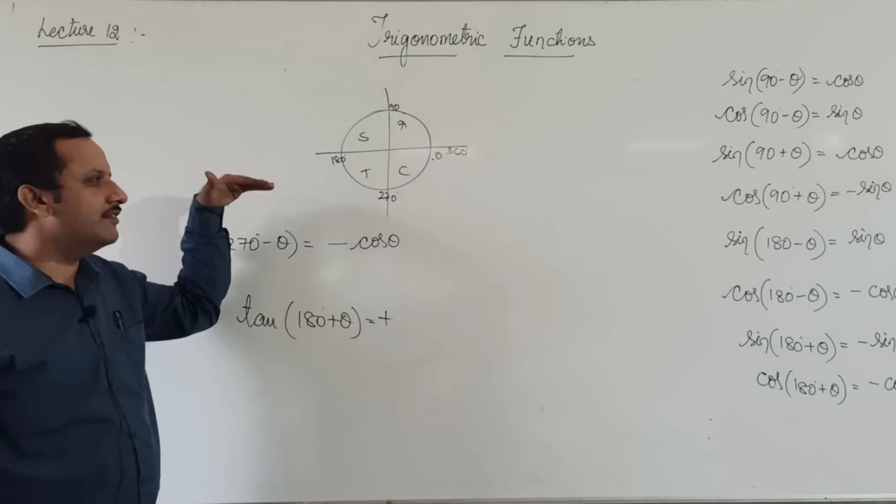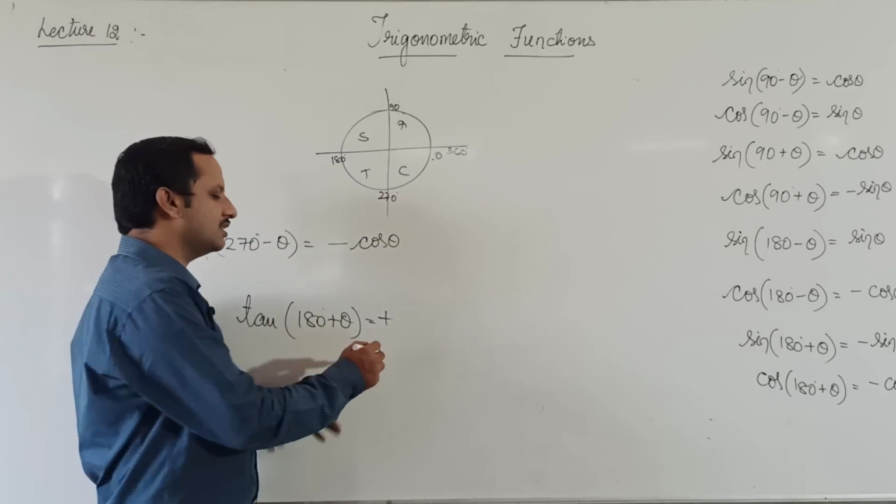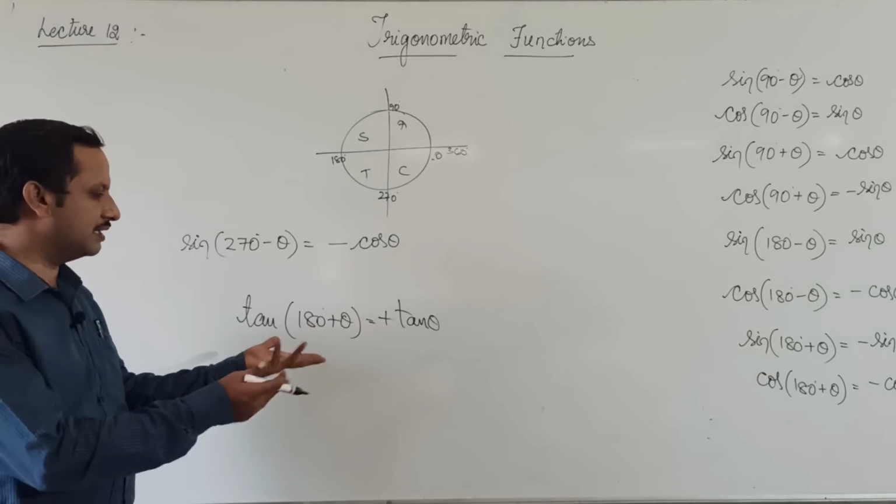Then 180 plus theta. Are we using the horizontal line or the vertical line? 180, so you are using the horizontal line. Write the same function. Plus tan theta. That's all. You can cross check whether your answer is correct or not.